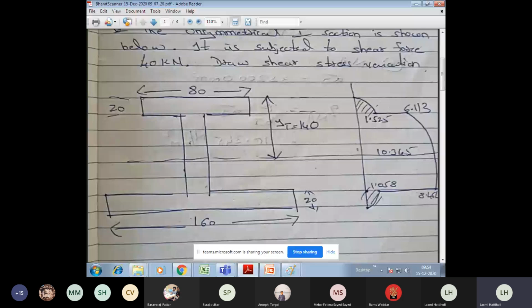Next is the neutral axis. 1, 2, 3, 4. That is the neutral axis, Q4. At Q4 I am getting 10.345. So make a distance and mark this point, 10.345. Next, at Q5, that is at the junction, you are getting 1.058. Just mark it. Next, at Q6, you are getting 8.464. Just mark it. After marking all these points, now simply join them.